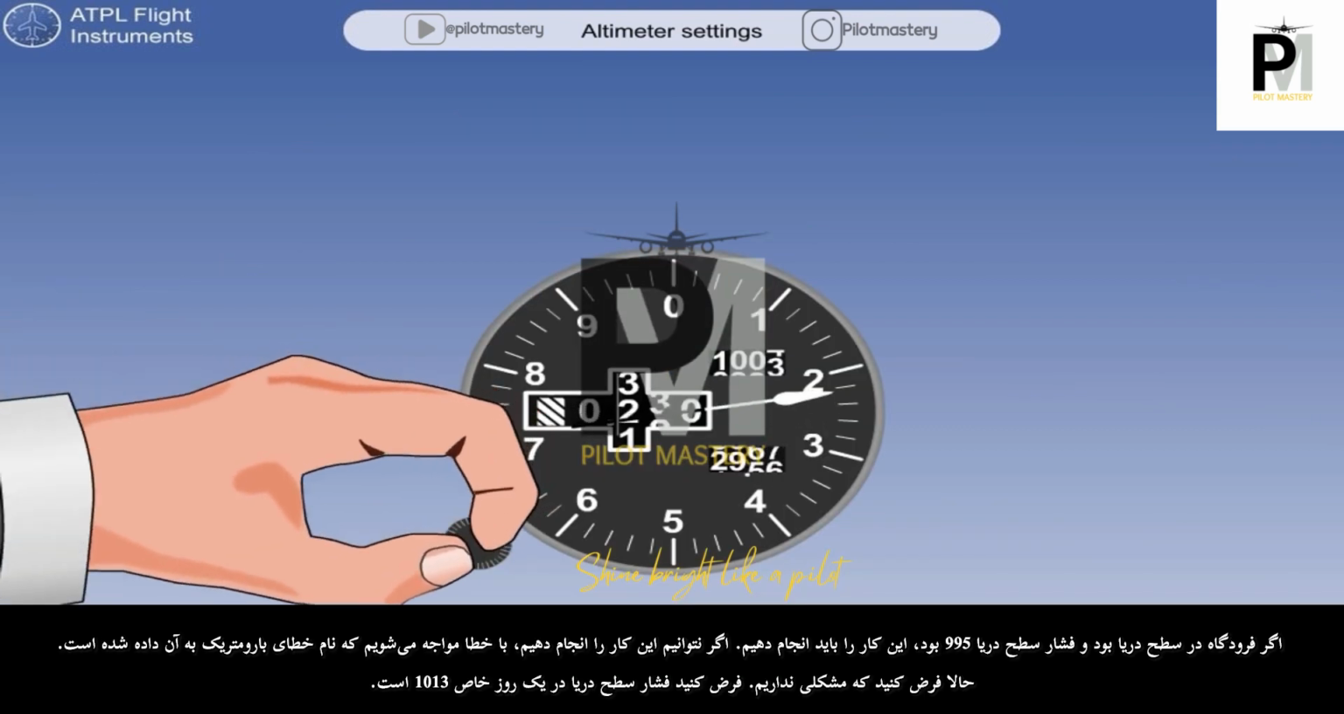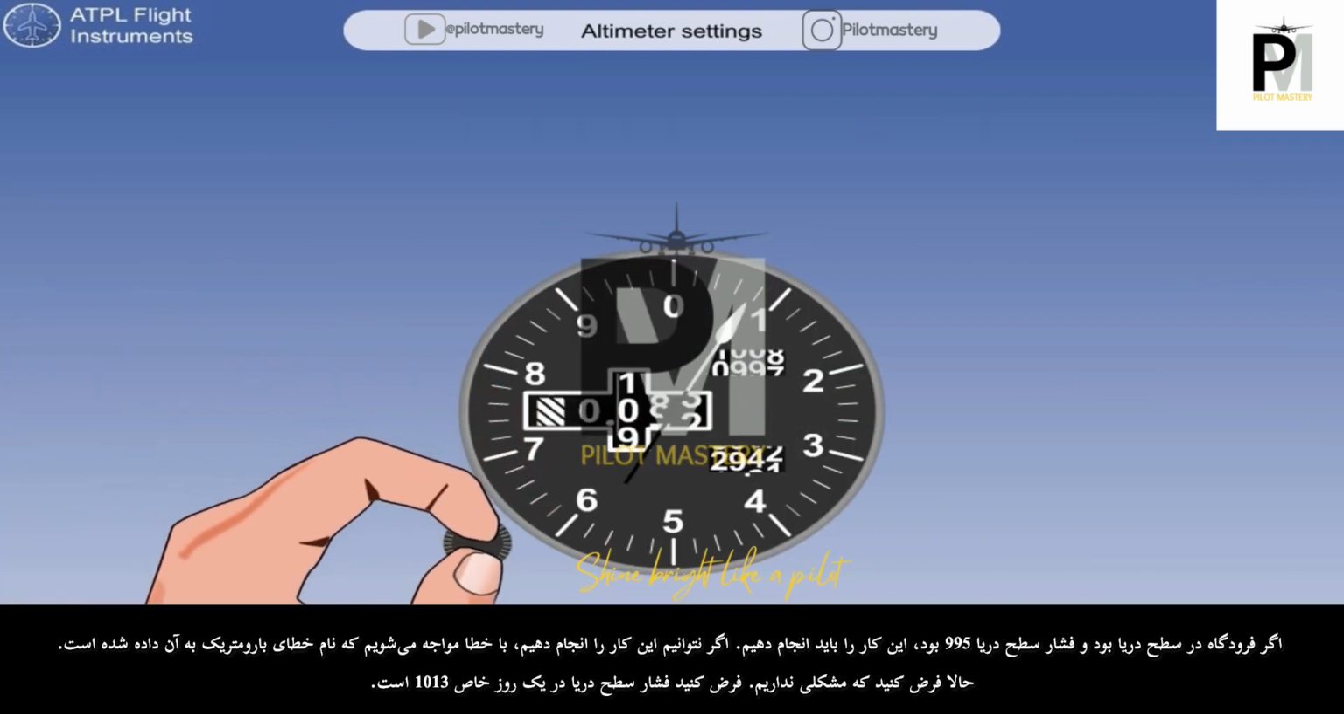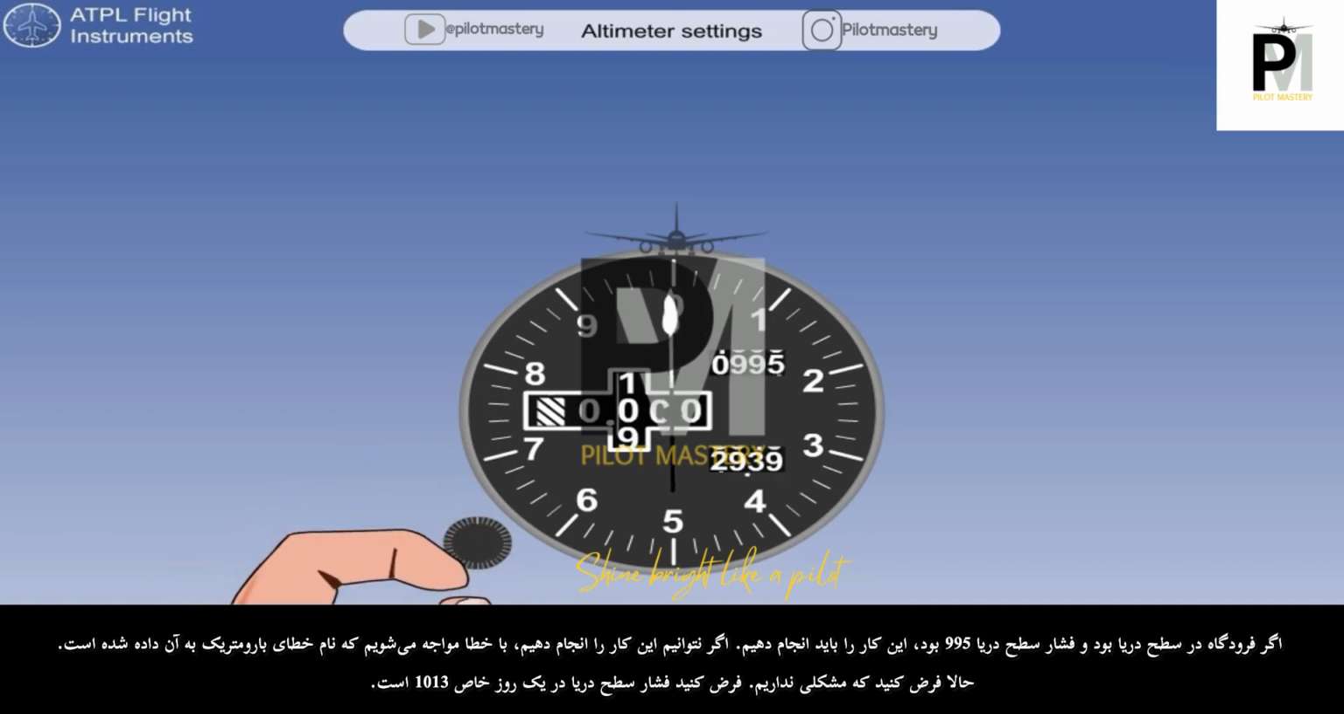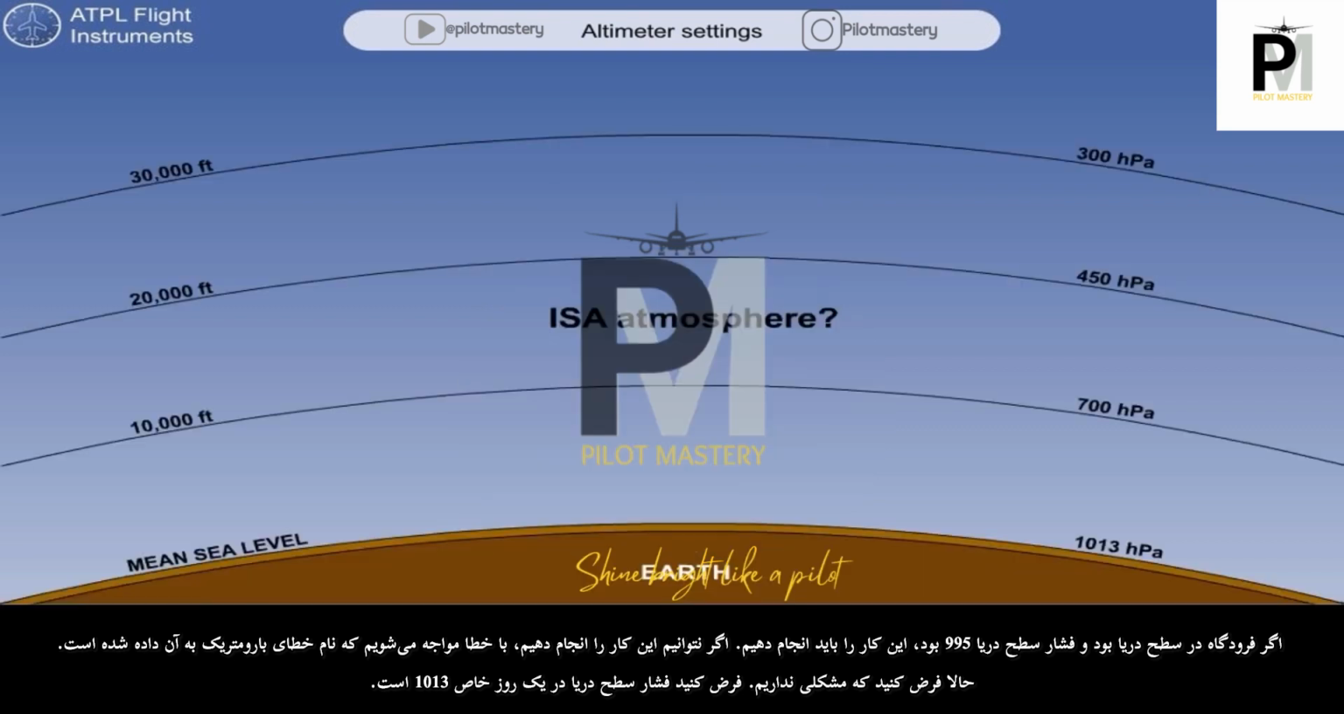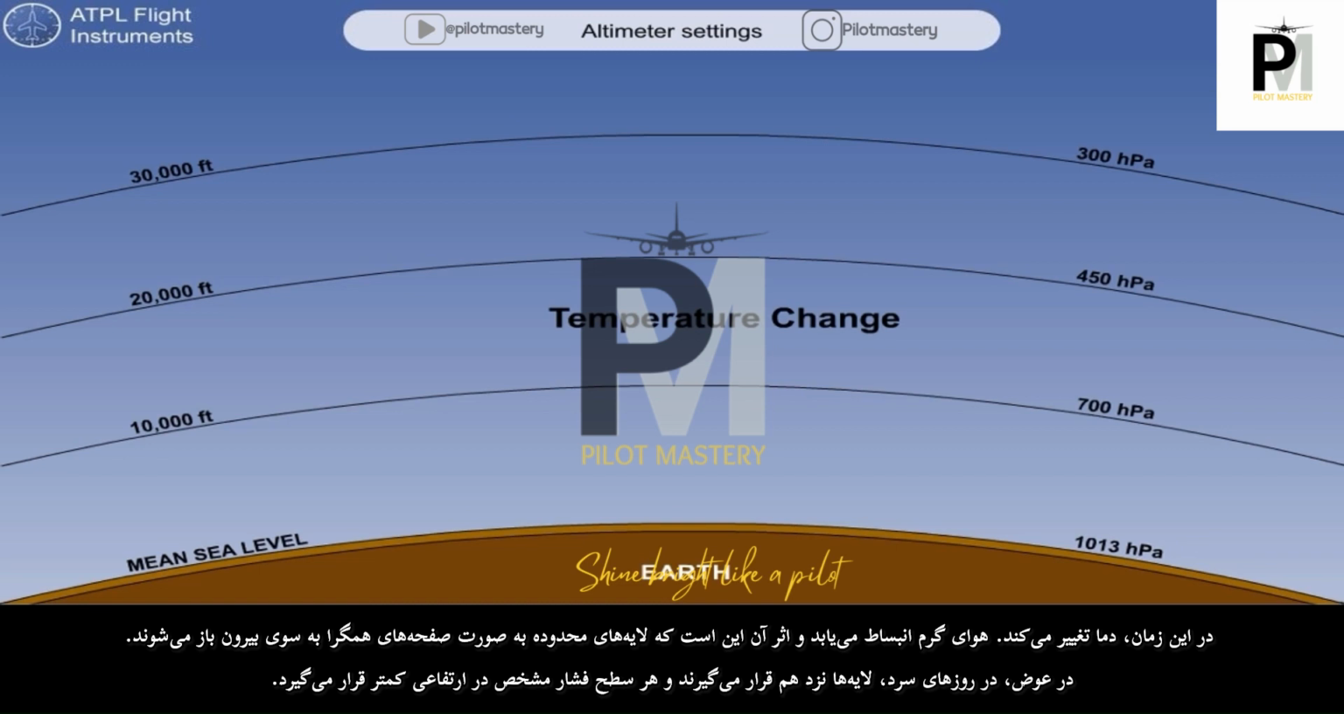If the airport were at sea level and the sea level pressure were 995, this is what we must do. If we fail to do so, we have an error, which is given the name barometric error. Now suppose that we don't have this problem. Assume that the sea level pressure is 1013 on a particular day, but this time the temperature changes.